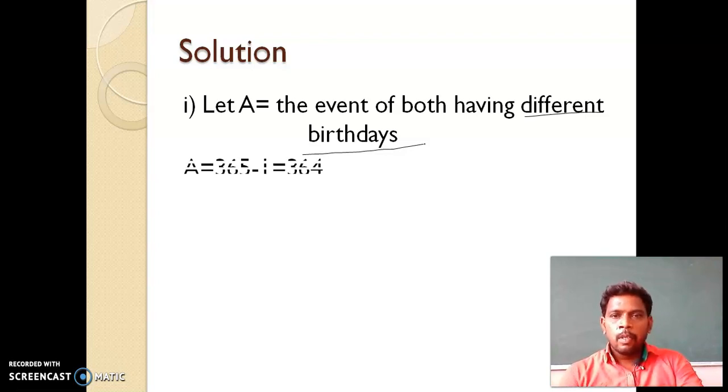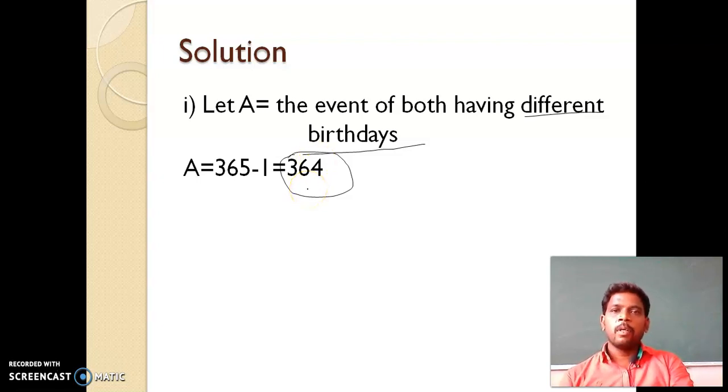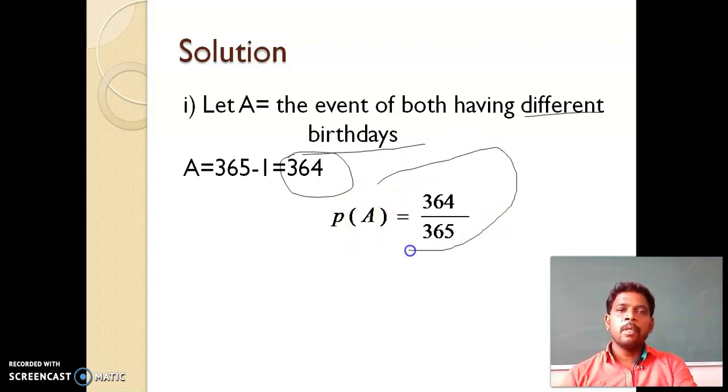So we can subtract the birthday of the first person here. 365 minus 1 equal to 364. That is the number of possible cases here, right? The first person having the birthday on June 21 means the remaining 364 are the possible cases for the next person. So we take 364 as the total possible cases. Then the sample space is nothing but 365. So the answer for the first question is 364 by 365 for different birthdays.